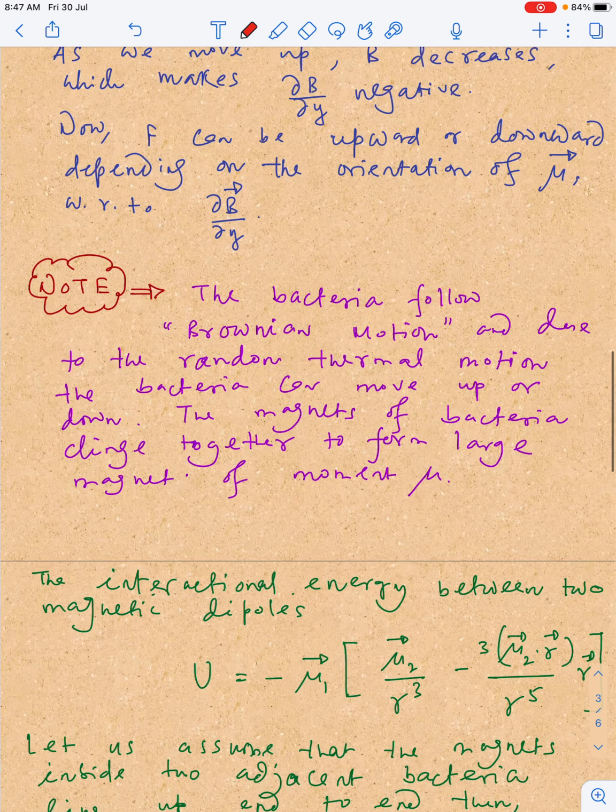Now here is another note I have written: the bacteria do follow Brownian motion, that is to-and-fro motion, and due to this random thermal motion the bacteria can move up and down. It is not about a single bacterium, it is about the bacteria clinging together, so that the tiny magnets inside them align in such a way that they form a big magnet with magnetic moment mu, right?